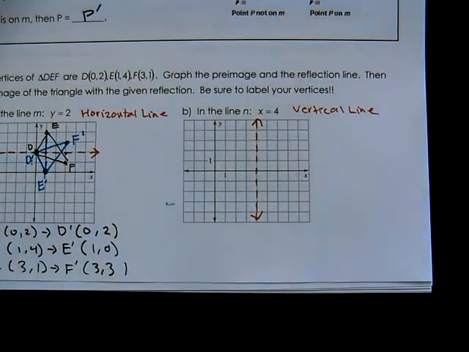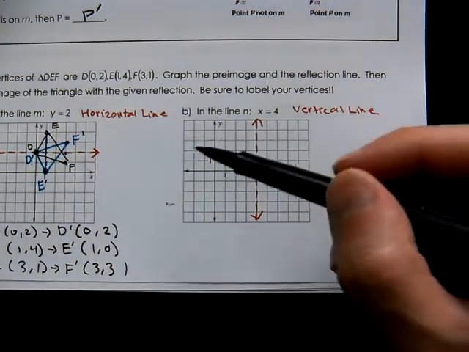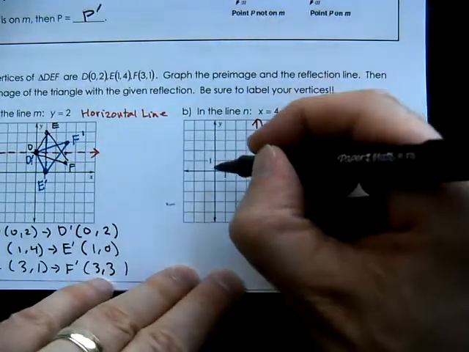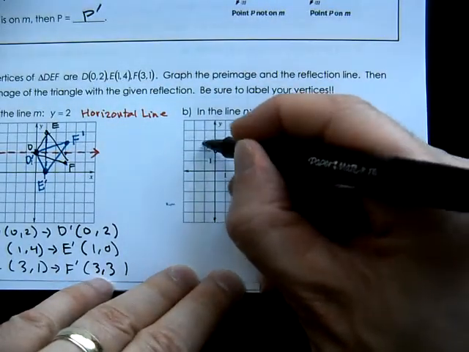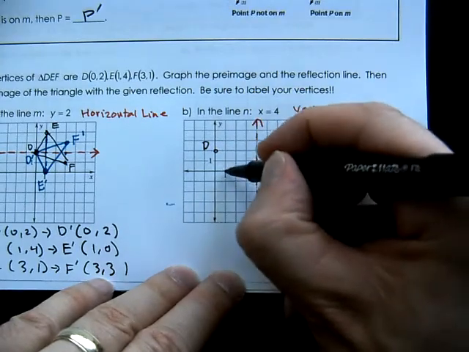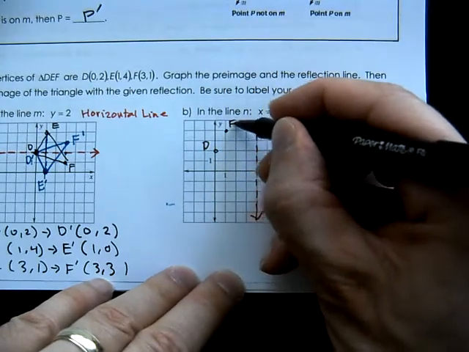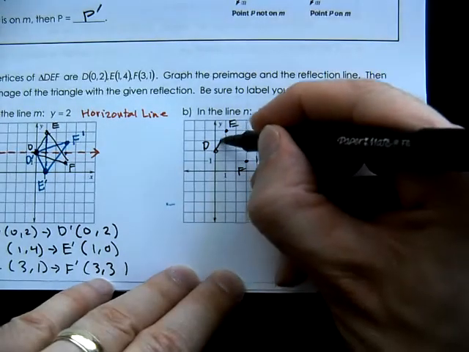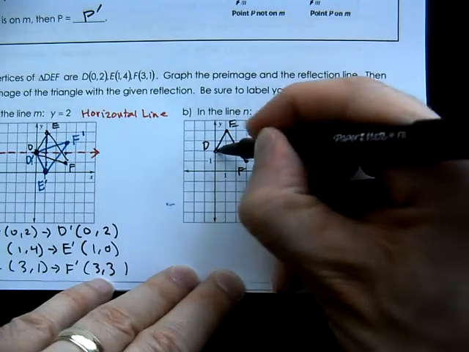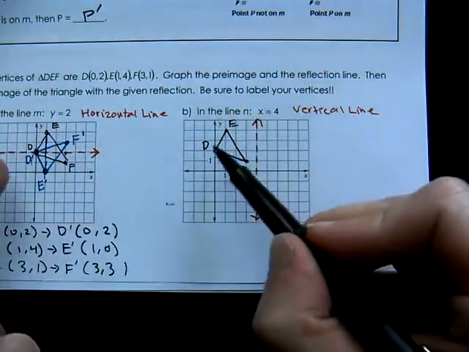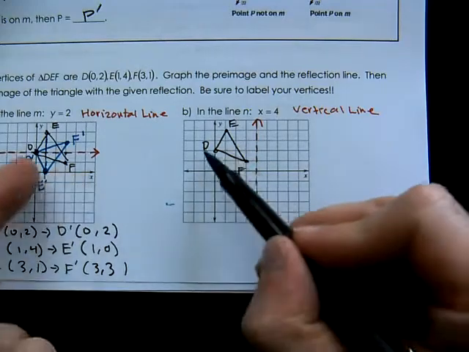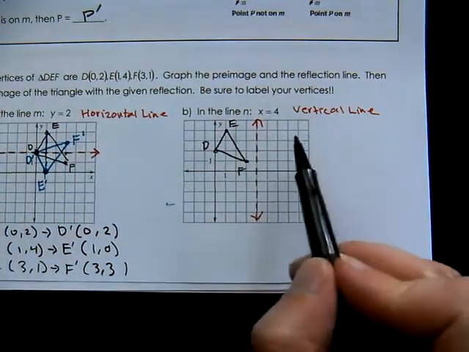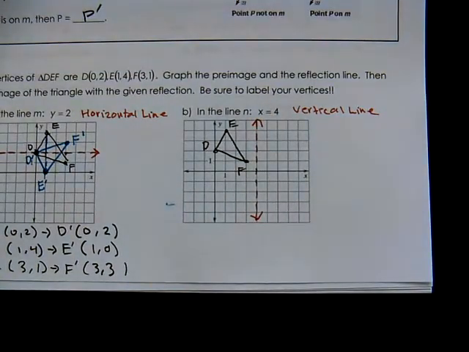Okay, but I do need the pre-image on here, so returning back to my first color, I am plotting the same triangle again. D is at 0, 2. E is at 1, 4. And F is at 3, 1. There's my pre-image. It does look the same as the previous example, it's just that we stretched out our coordinate grid because we're going to be reflecting further to the right because of the placement of that line of reflection.